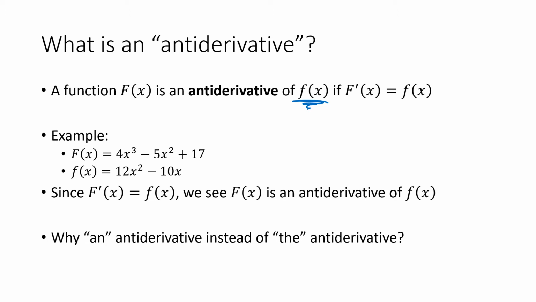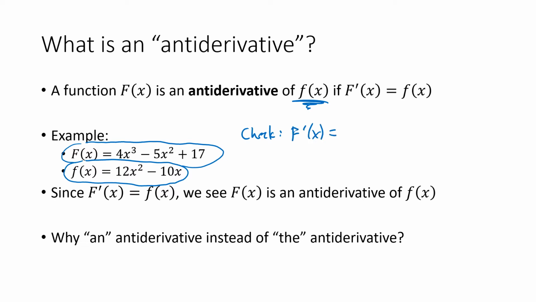function was. As an example, if we're given little f of x equals 12x squared minus 10x, we can see that capital F equals 4x cubed minus 5x squared plus 17 is an antiderivative. The way that we check that is very easy. We know how to take derivatives, so we're going to just take the derivative of capital F. Derivative of 4x cubed is going to be 4 times 3x squared. Derivative of 5x squared is going to be 5 times 2x. And the derivative of 17 is 0. That works out to be 12x squared minus 10x. And since that is little f, that checks.